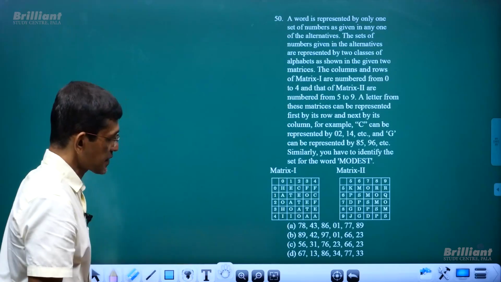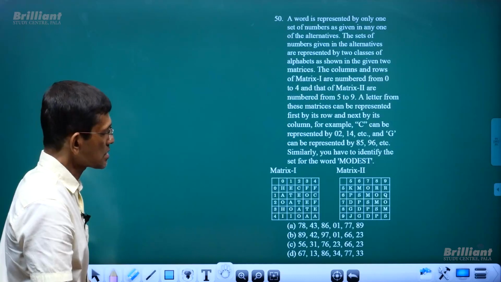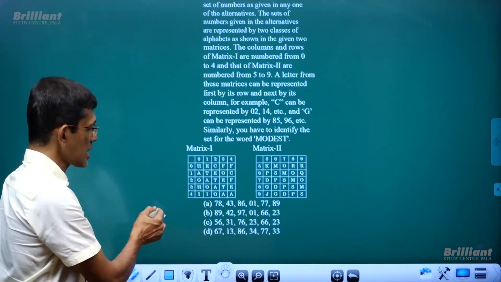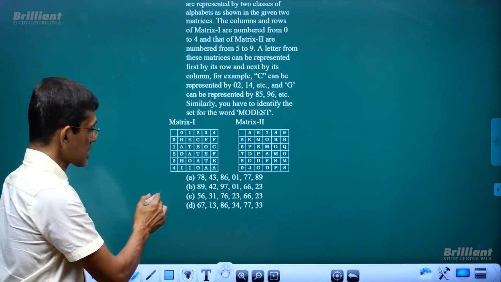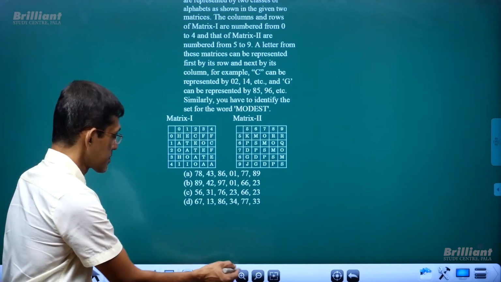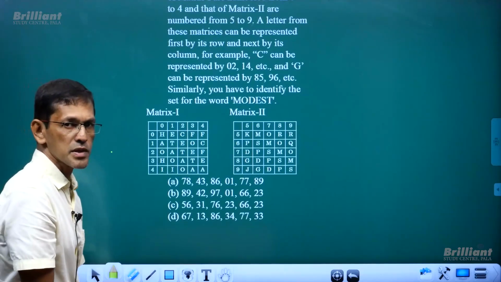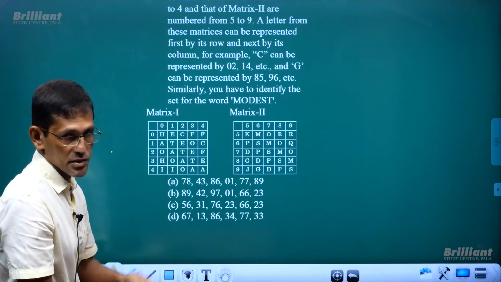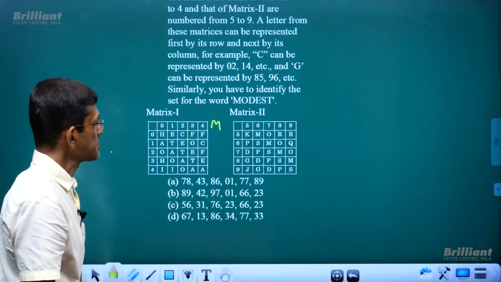Now, question number 50. As you know, this is the question we have done many times earlier. Now, let's look at the code of each letter from the given matrices. Okay, let's try this. The best method is the elimination method. If we can eliminate any of the answer choices, that's the best thing to do. So we are starting from MODEST. Let's go for the letter M first.